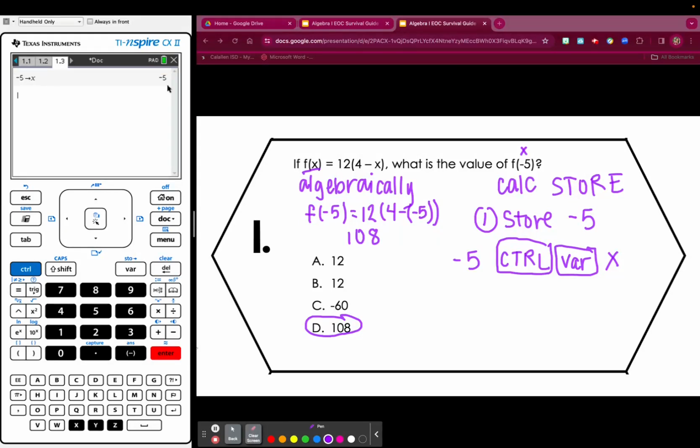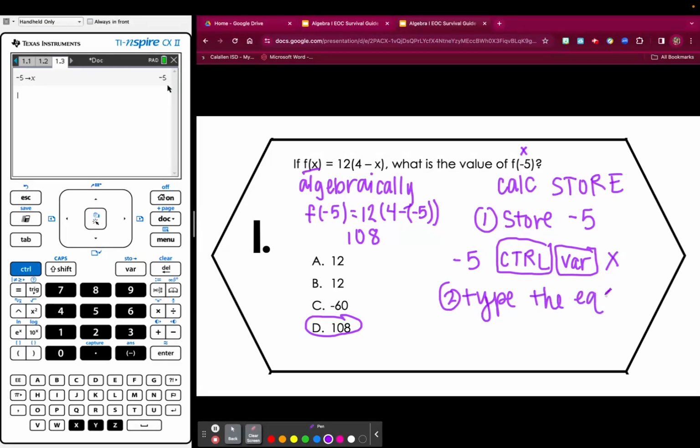So now what you can do for step 2 is to just type the equation. You're going to type the equation that was given to you into the calculator. So you're just typing in 12 parentheses 4 minus X, close parentheses. Go ahead and press enter, and you get back 108 as well.